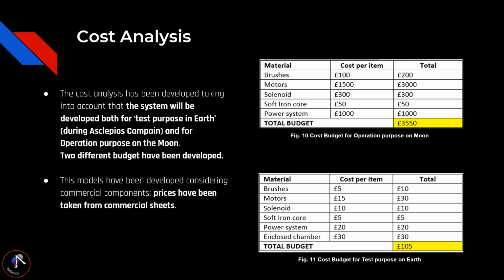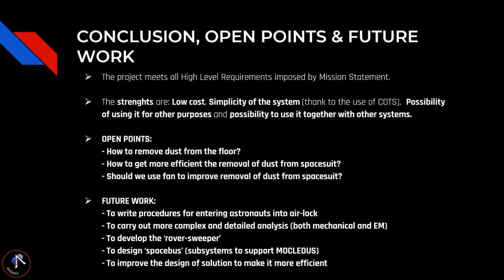It is a budget based on the idea to develop only the solution for test purposes on Earth, for example during the Asclepius campaign. In this case, the budget is very, very low, which is basically 100 pounds. And of course, the prices have been taken from commercial streets. You can go on. And here, some final considerations, open points and future work.